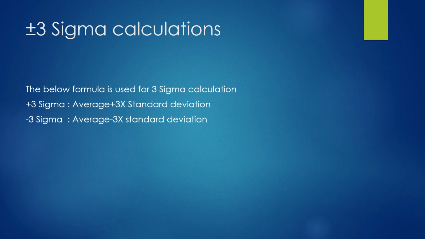Three sigma calculation. Here we have plus 3 sigma as well as minus 3 sigma calculation. The formula that is used for plus 3 sigma is average plus 3 into standard deviation. Minus 3 sigma is average minus 3 into standard deviation.